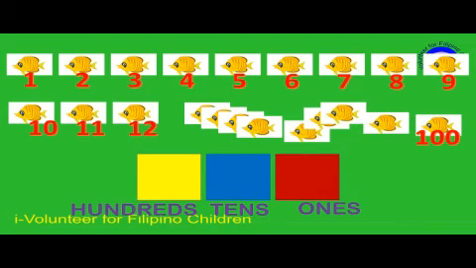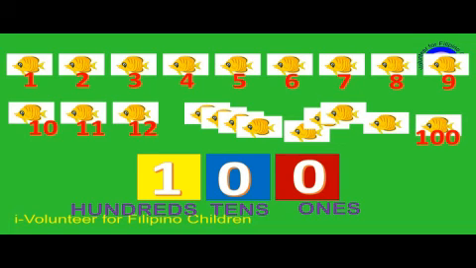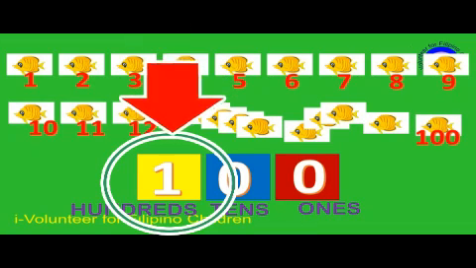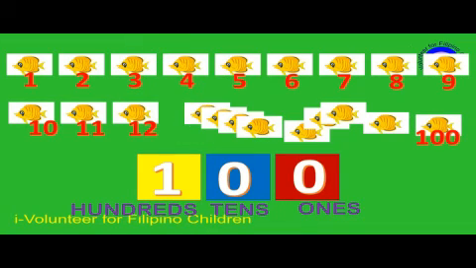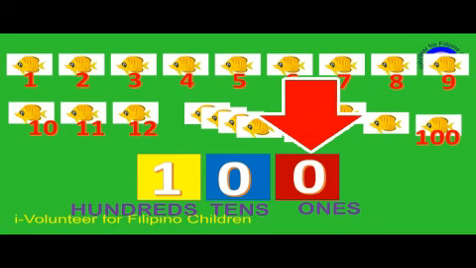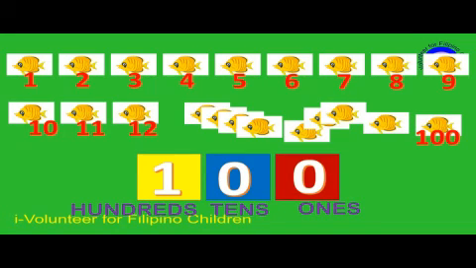Ngayong nadagdagan pa ng isang isda, magiging 100 na silang lahat. Paano ko naman isusuot sa ating place value ang numeral 100? Naisip nyo na ba kung papaano? Yan ang huling lesson natin. O ayan na, meron ng laman ang hundreds place at ang tens place ay 0. Likewise, ang ones place ay may 0 digit.